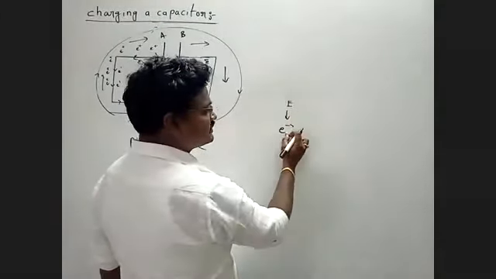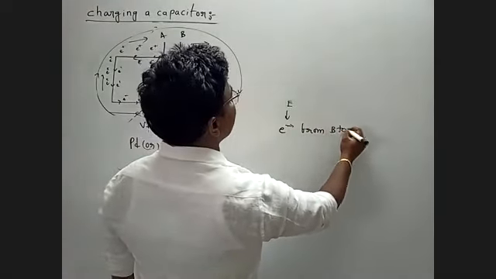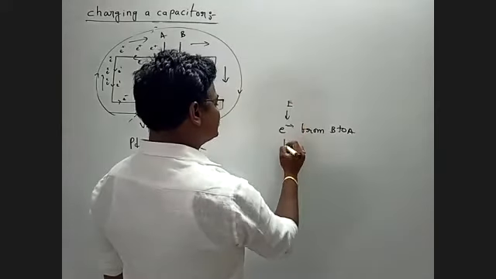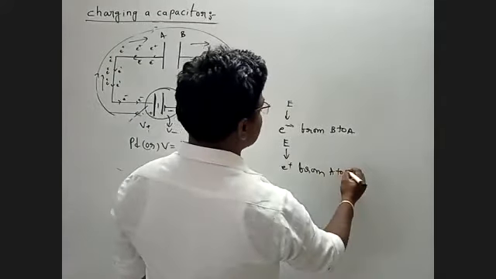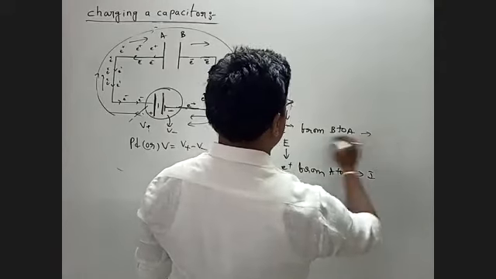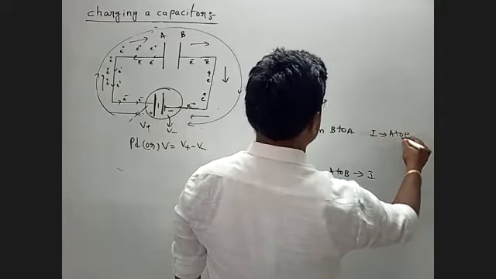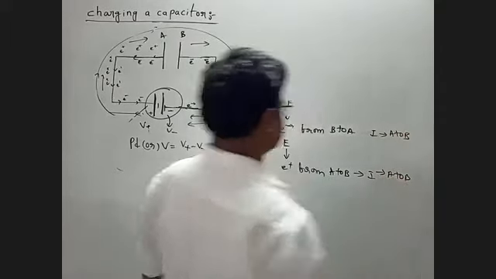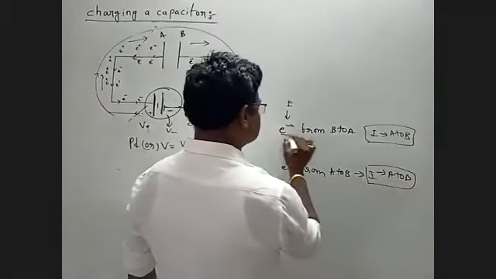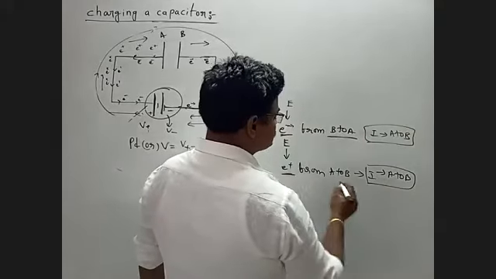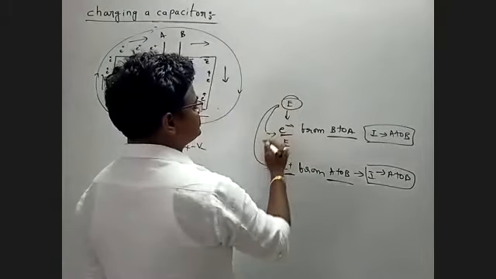The electric field pushes the electrons from B to A, so the positive charges move from A to B, which is the current direction. The current is from A to B, but the negative charges move from B to A. Positive charges move from A to B. The electric field only pushes these electrons.